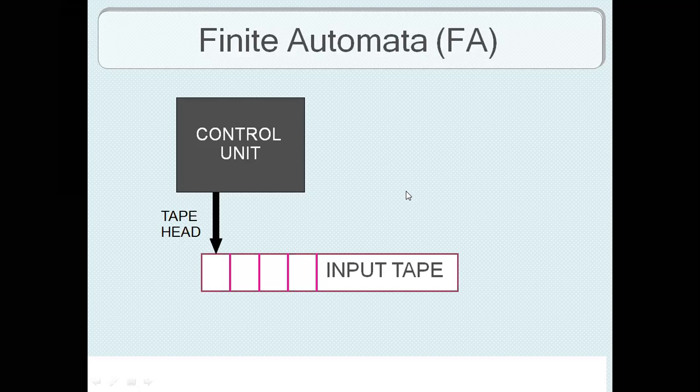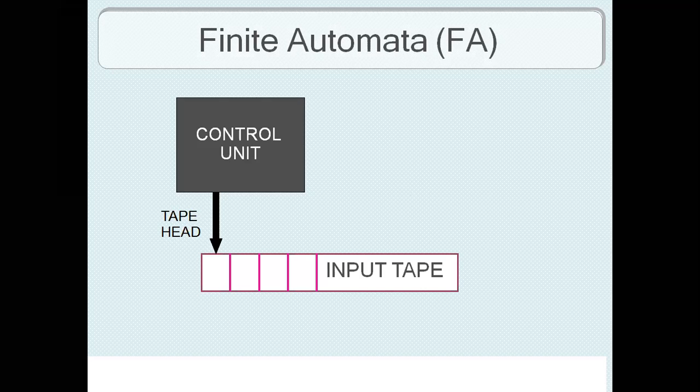Okay, so this is the finite automata. So what are the components of finite automata? All of you know what are the components of finite automata. A finite automata consists of three components. What are the three components? First one is the input tape, second one is the read-only head, and third one is the control unit.